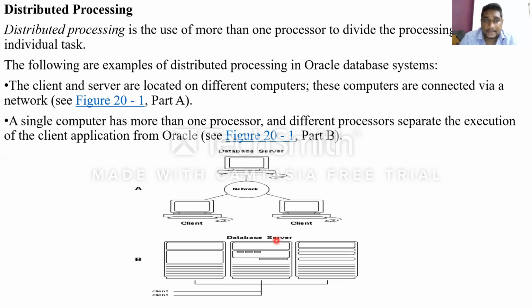Simply, we can discuss this concept with a person who has a laptop. In that laptop, he is running three or more applications. So three or more applications or processes can be retrieved by a particular single server. Okay, this is the concept of distributed processing.